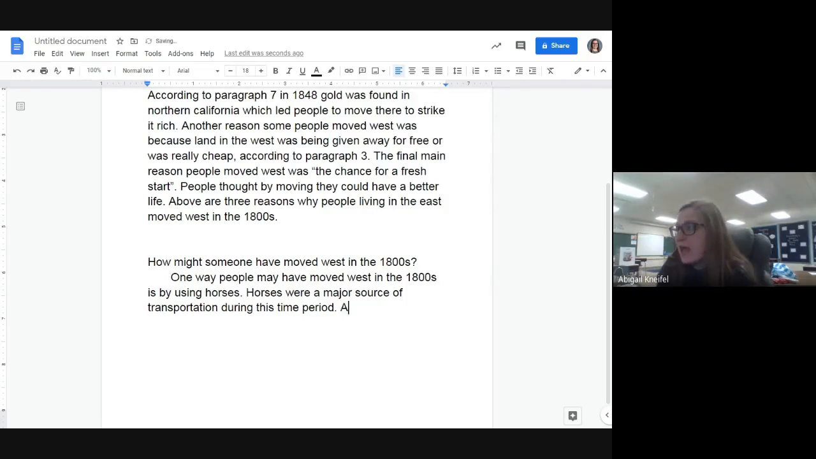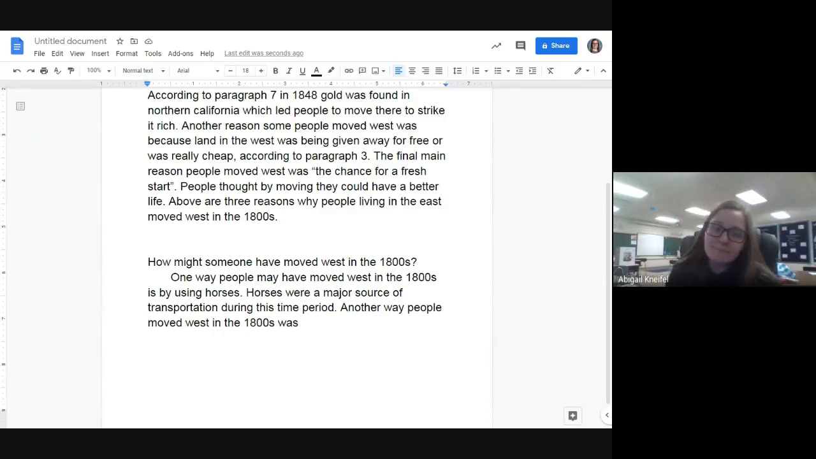And I'm just going to say another way people moved west in the 1800s was blank. How else might I have moved west? Abrielle? With wagons. Abrielle. With wagons.